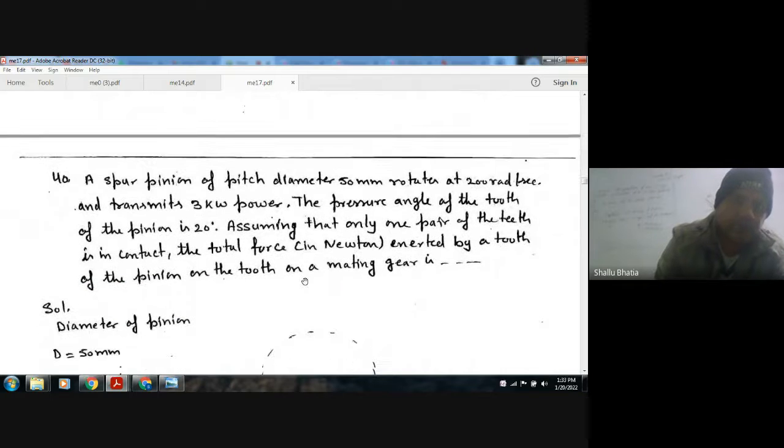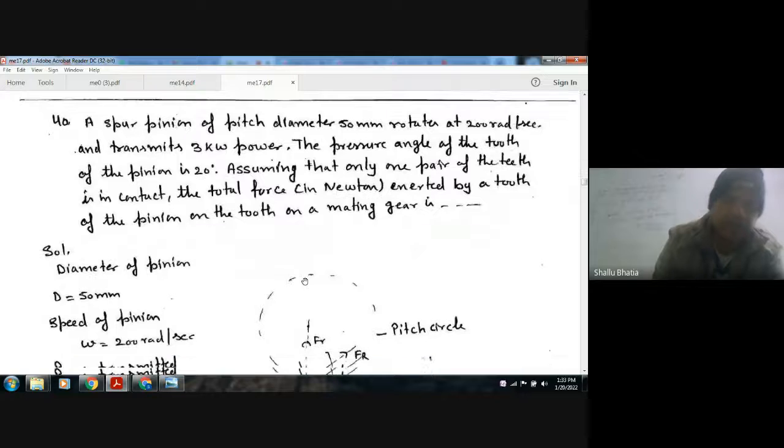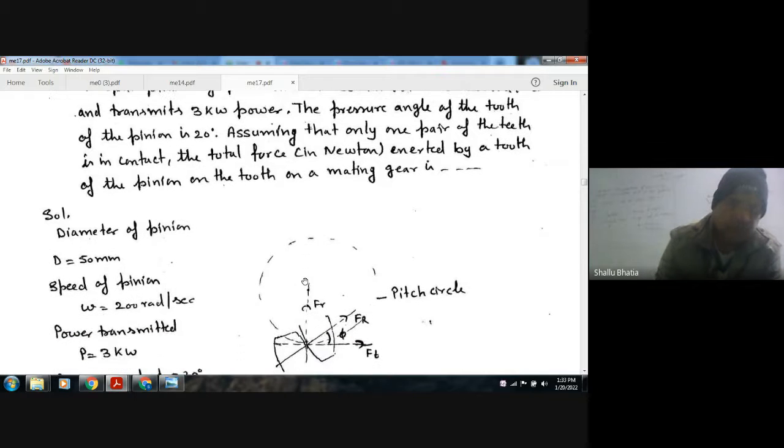Next, a spur pinion of pitch diameter 50 mm rotates at 200 radian per second and transmits 3 kilowatt power. The pressure angle of the tooth of the pinion is 20 degrees. Assuming that only one pair of teeth is in contact, the total force in Newton exerted by the tooth of the pinion on the tooth of a mating gear is?